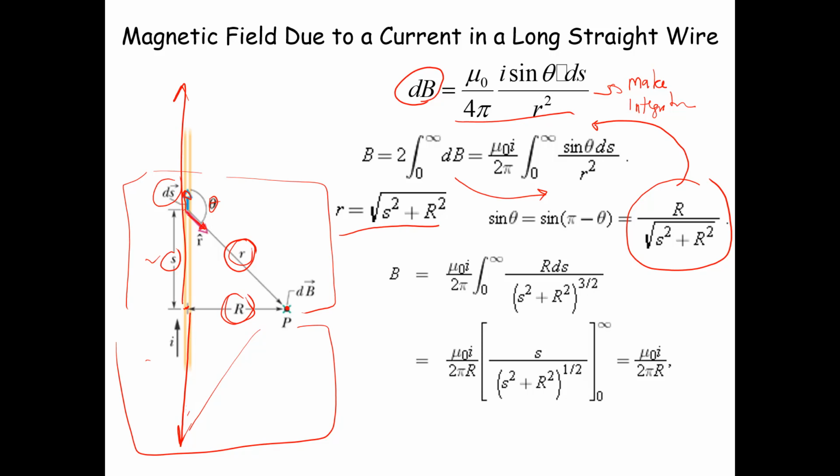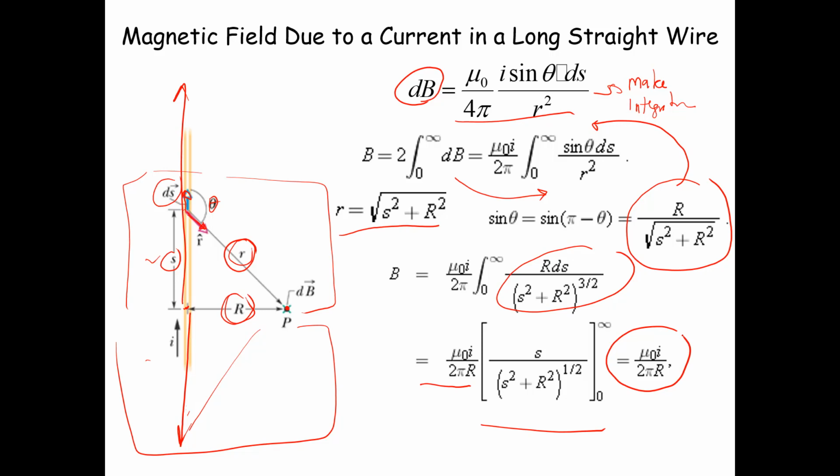So we can get that B is equal to mu 0 I per 2 pi, integral 0 to infinity, big R ds per (s squared plus R squared) to the power 3 per 2. The first part is constant, so it remains constant. For the other part, we make integration of this part. So after we calculate, we can get that the magnetic field due to the current in a long straight wire is mu 0 I per 2 pi R.